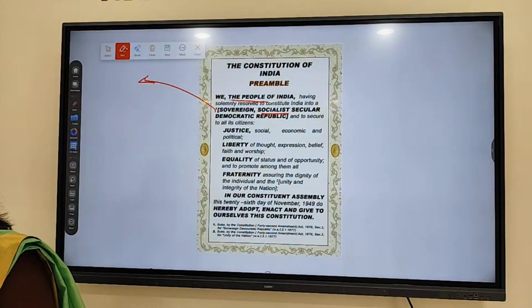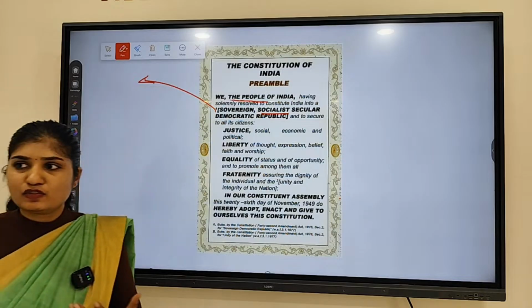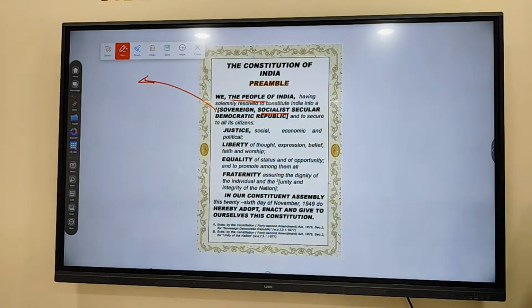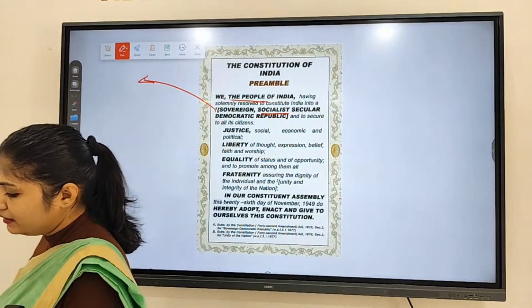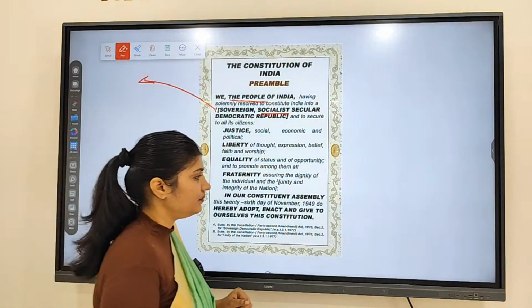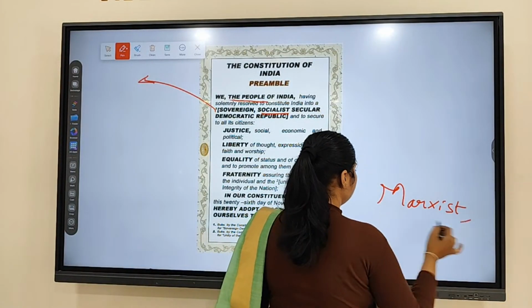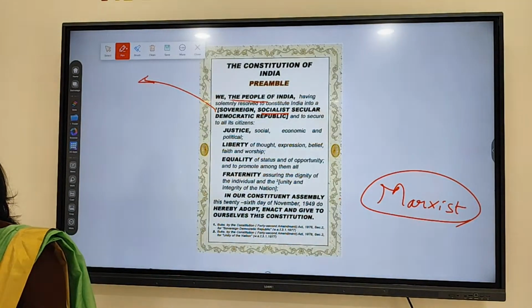Just write down. India is having democratic socialism. Full stop. It involves the welfare of the state. The Indian socialism is the blend of Gandhian and Marxist socialism. Full stop.